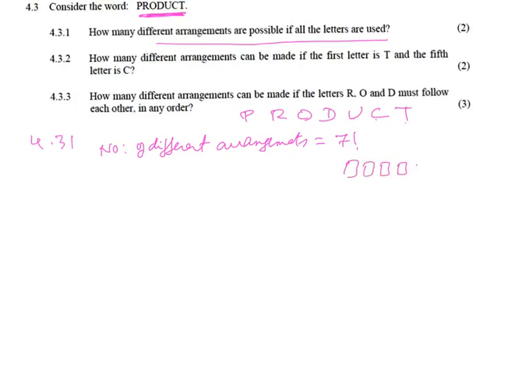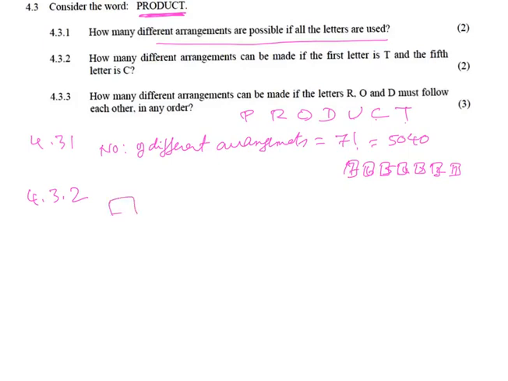I have 1, 2, 3, 4, 5, 6 and 7. The first has 7, then 6, 5, 4, 3, 2, 1. So you can use 7 factorial, and you can use your calculator to evaluate it. And I get 5040. Please do your own calculations and verify the answer. Next question is 4.3.2. How many different arrangements can be made if the first letter is T and the fifth letter is C?